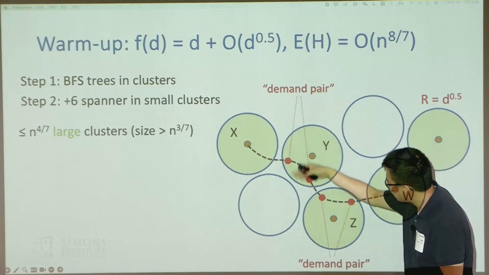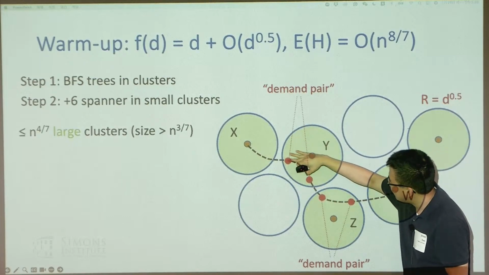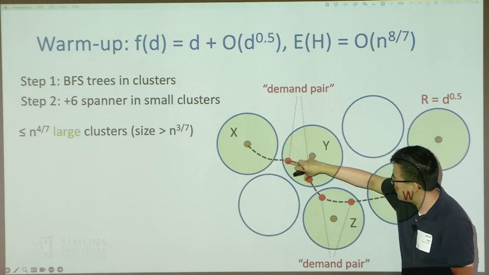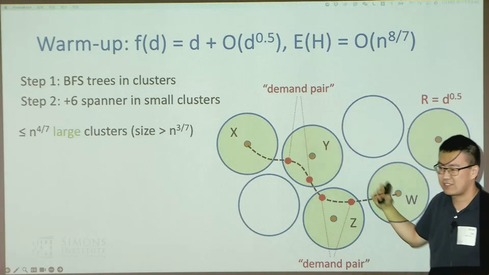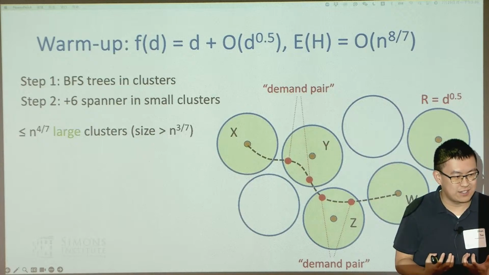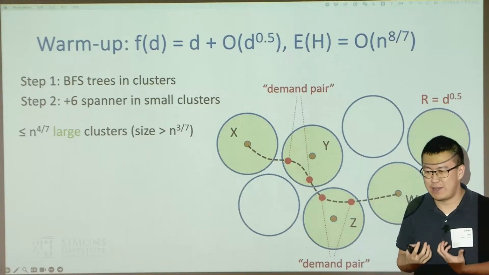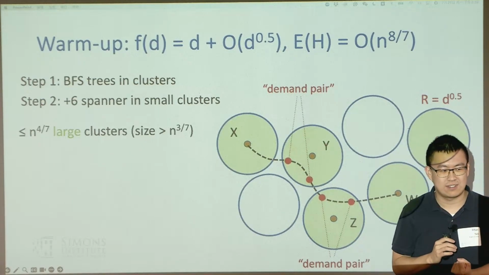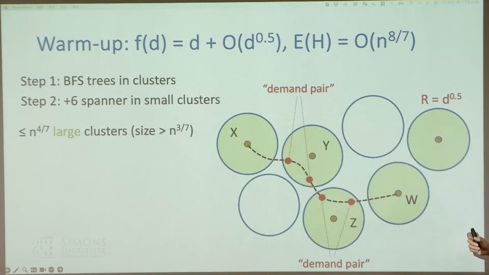For each large cluster that it goes through, find the entrance and exit pair. Mark this as a demand pair for this cluster, so that each cluster collects a lot of demand pairs. And then it constructs a spanner for preserving those demand pairs. Okay, that is the algorithm. So we just want to bound the number of demand pairs it needs to preserve. It turns out it's significantly smaller. So that's basically the algorithm.